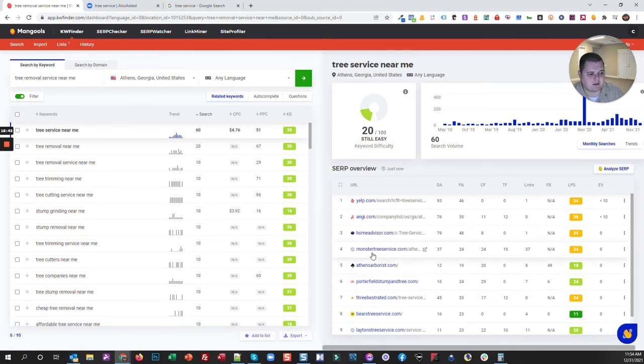If you were going to use something like Surfer SEO for writing the content that we've identified we need to have written, those would be the ones that you would want to compare yourself to. 3 Best Rated is not. Bear's Tree Service is. Layton's Tree Service is. So those are your competition, right?